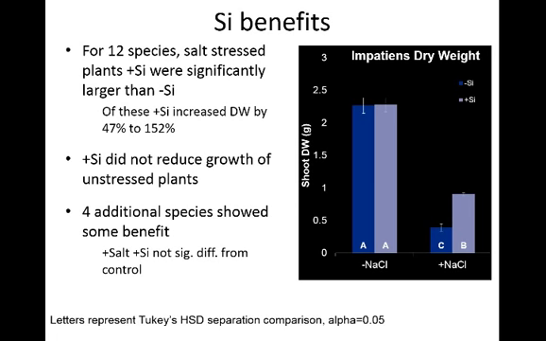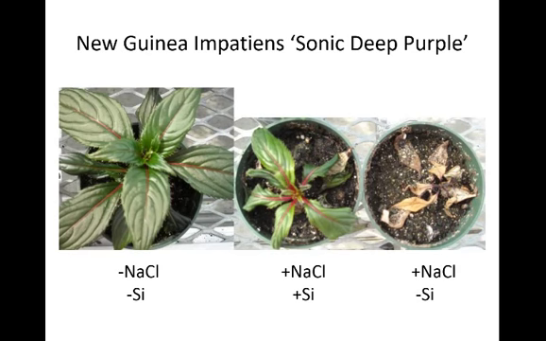We also found that adding silicon did not reduce the growth, measured in dry weight, of any of the unstressed plants. And there were 4 additional species that showed some benefit of silicon, but the plus salt plus silicon treatment was not significantly different from the plus salt and minus silicon treatment. Actually, one of those that was very promising, but plants were essentially dead by the end of the experiment, was New Guinea impatiens. So it's interesting that impatiens showed us a nice response, as well as New Guinea impatiens.